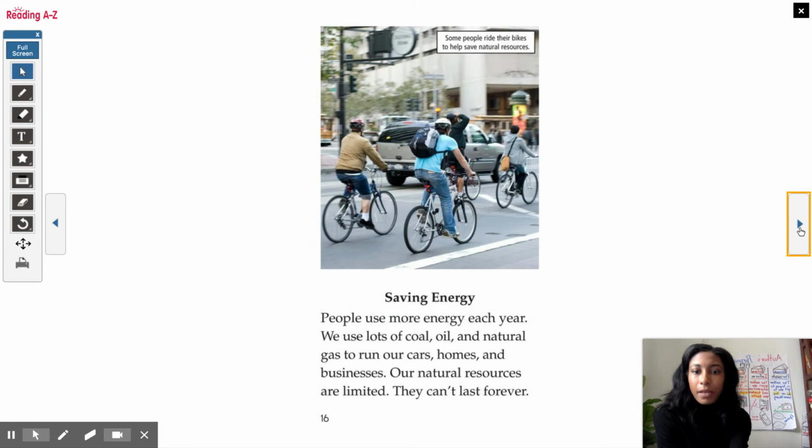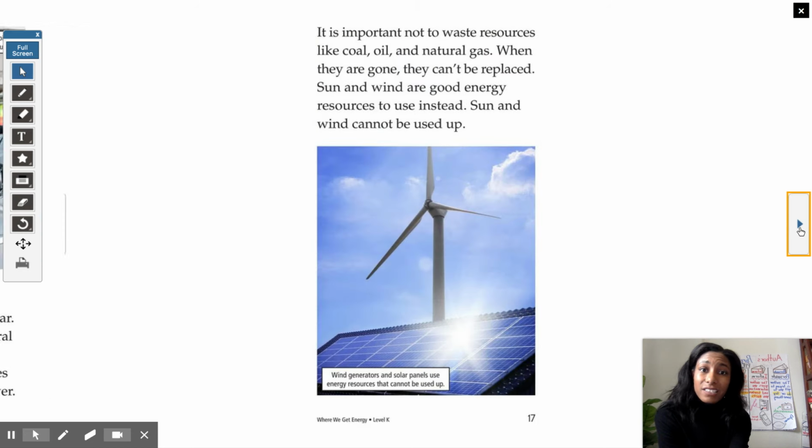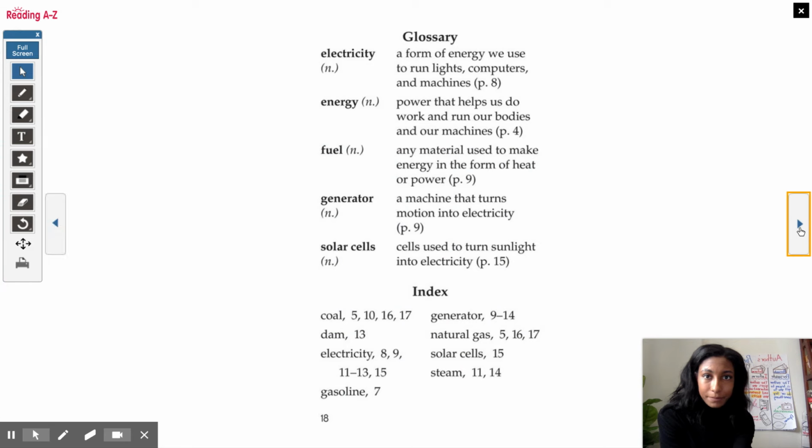Saving energy. People use more energy each day. We use lots of coal, oil, and natural gas to run our cars, homes, and businesses. Our natural resources are limited. They can't last forever. It is important not to waste resources like coal, oil, and natural gas. When they are gone, they can't be replaced. So sun and wind are good energy resources to use instead. Sun and wind cannot be used up.